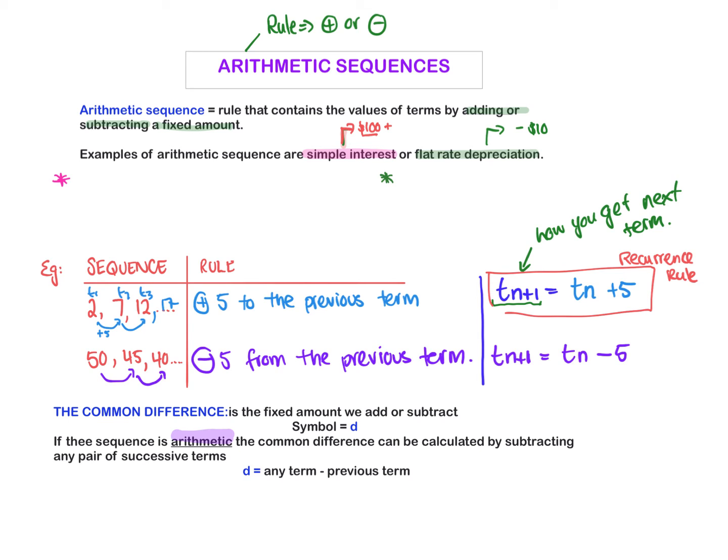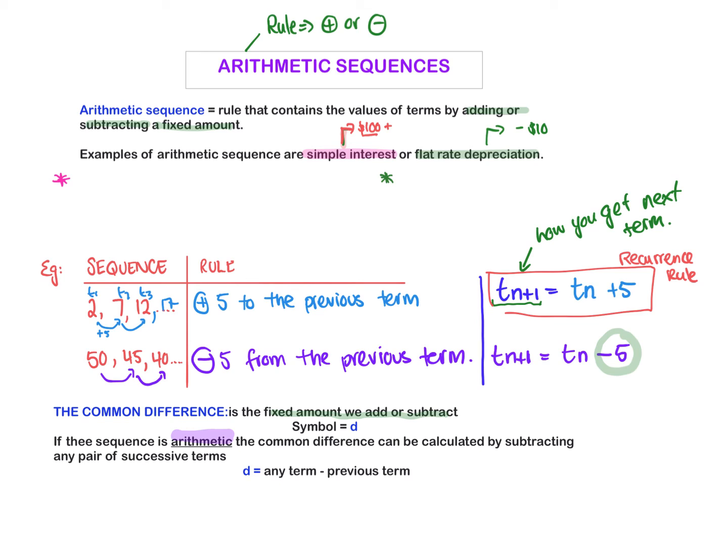Okay, so what we call the difference, the amount that's getting added or subtracted every time, is called the common difference. So the fixed amount we add, and we often use the letter D to symbolize it. So up here, the common difference is -5, so I'd say D is -5.